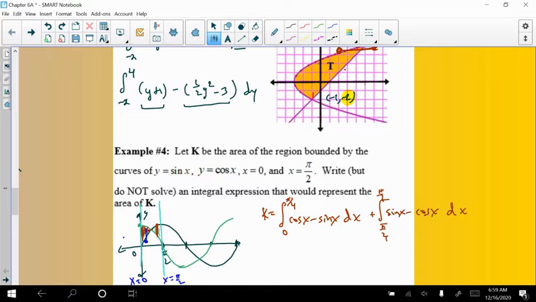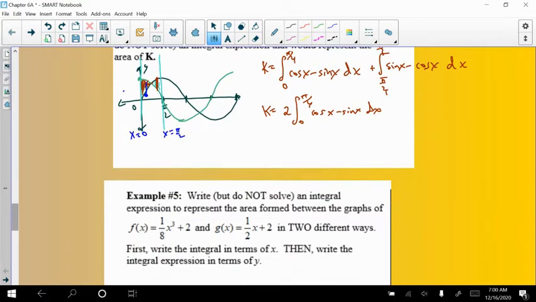Now, just by symmetry, both areas are the same. So you could have also said, oh, well, k could be 2 times just one of these integrals. And it really doesn't matter which one, but I'll be honest, I would choose the first one because you get a 0. Anytime you have a 0 as a boundary, it makes it easy to evaluate, I think.